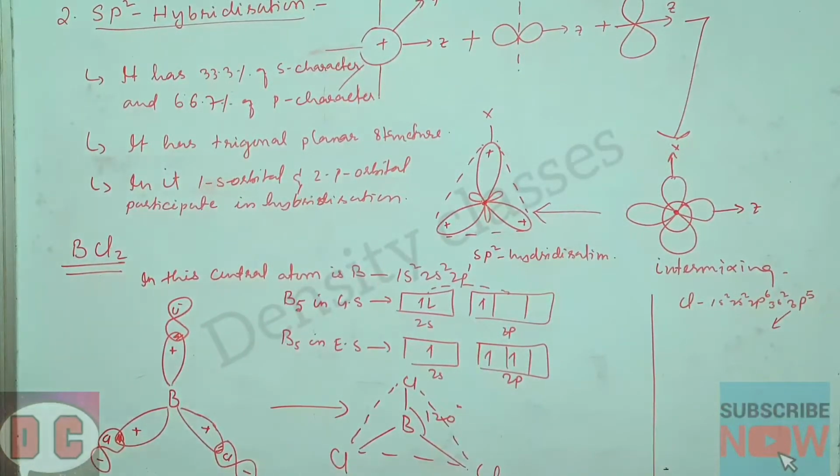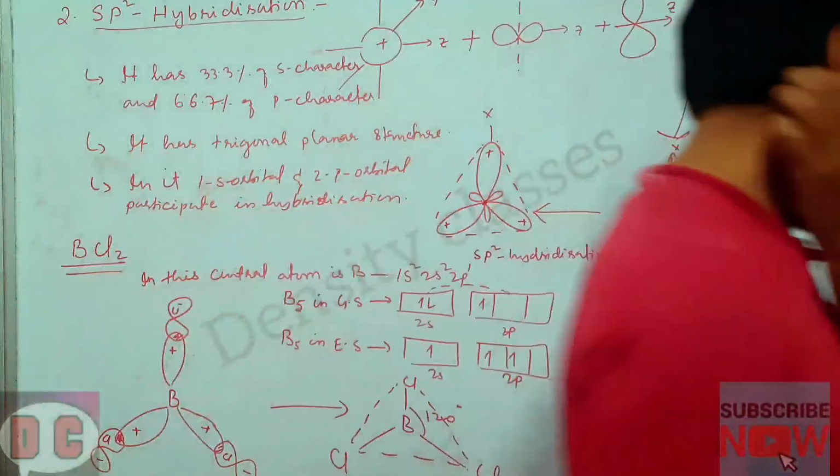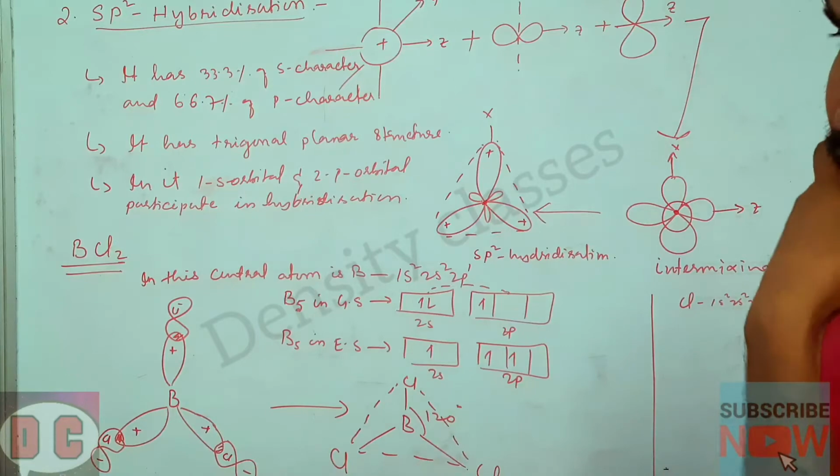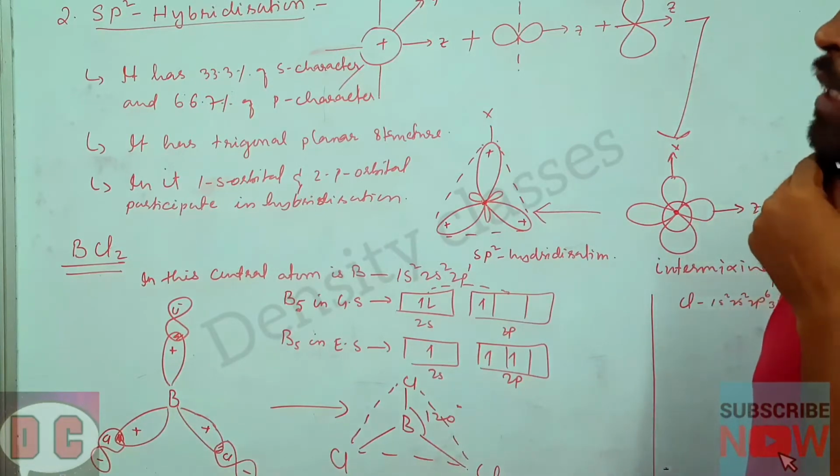Okay, dear students, now we are going to do sp2 hybridization. This is very important, and we will also discuss how questions are usually asked in the exam. It comes for 5 marks, so you have to understand it properly.